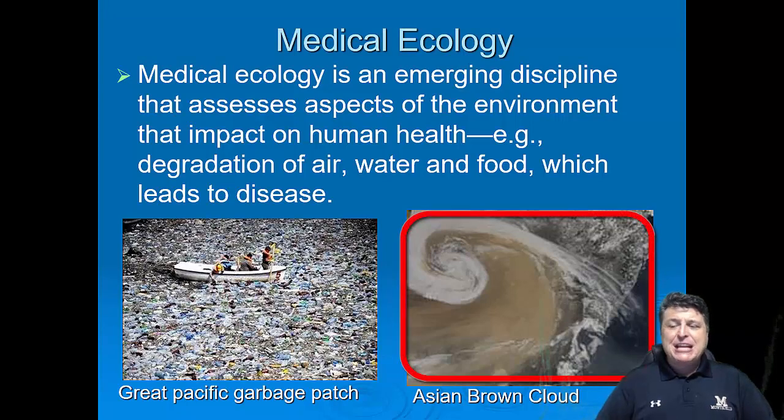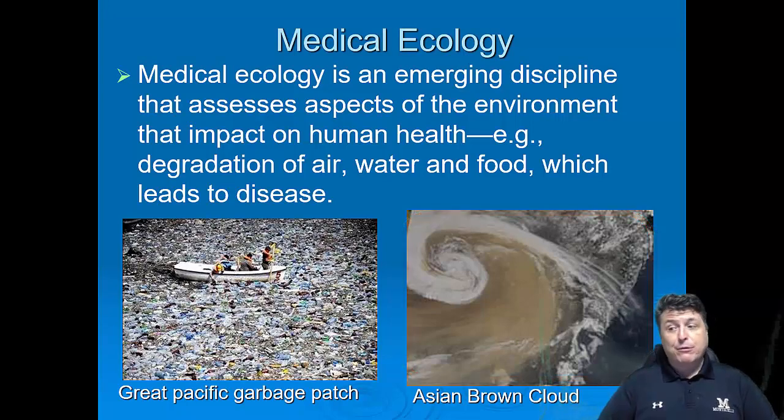On the right there, we see the Asian brown cloud, which is a large atmospheric disturbance that occurs every year from November through May over eastern China and southern Asia. It's caused by the production of large amounts of aerosols like soot and dust that comes from the combustion of fossil fuels. And these are elements of environmental degradation that can certainly impact human health.